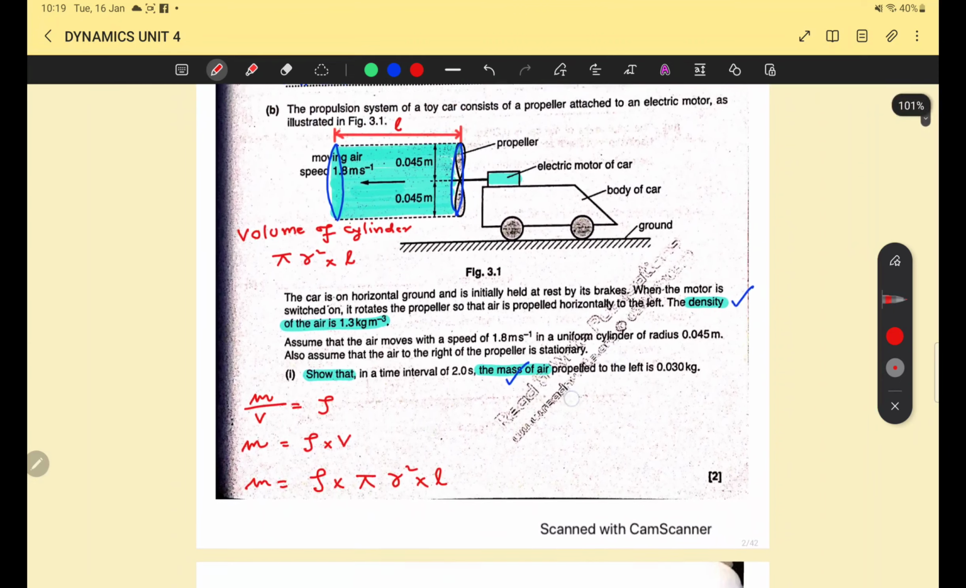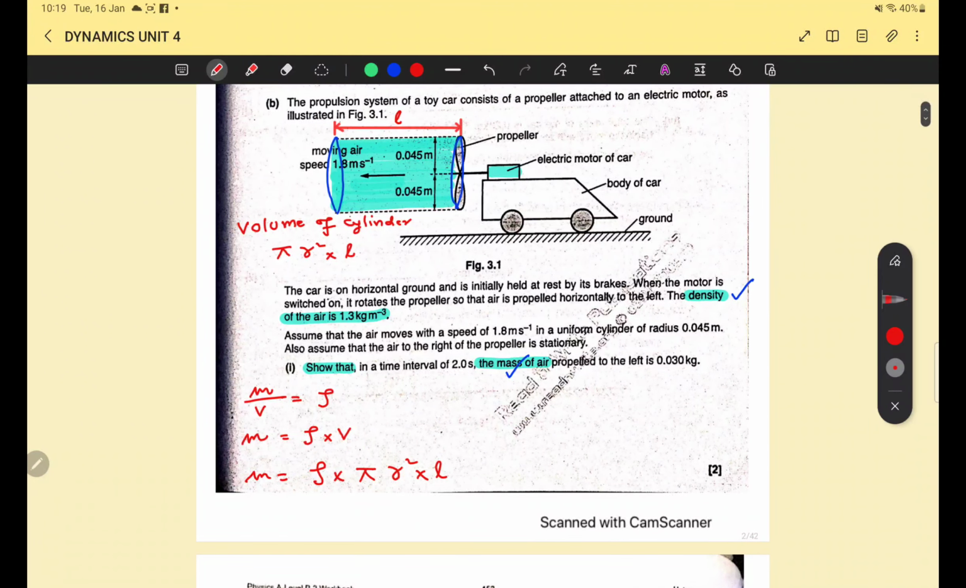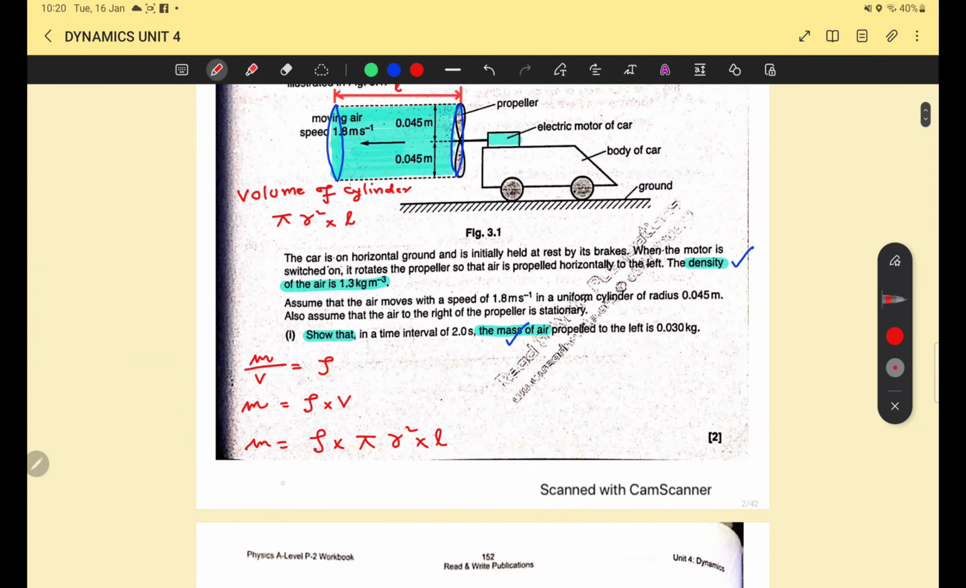After noting down the formula, we have to calculate the mass of air. The equation is mass equals density into volume, and volume of cylinder equals pi r square L. Now I am substituting the values. What is the density? The value of density is 1.3, pi is 3.142. Radius, sir? The radius of the propeller is given.